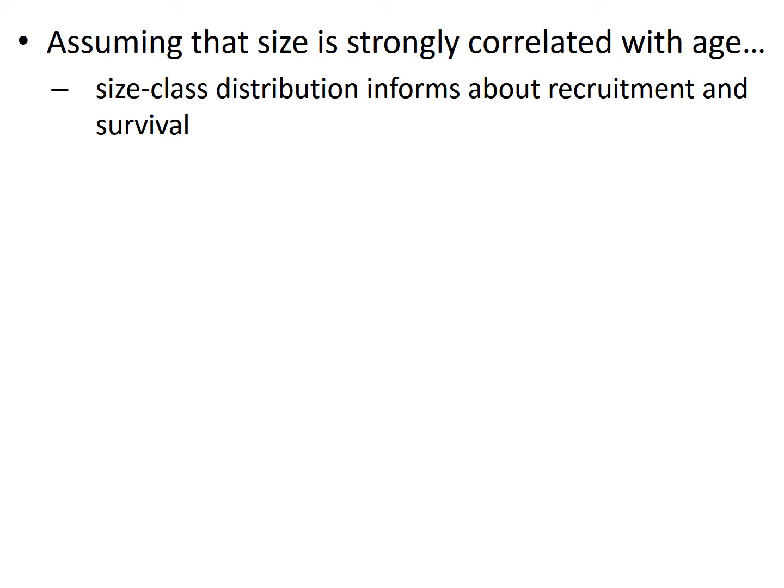Now, how do we interpret this? What does this mean biologically? Well, if we assume that size is correlated with age, and that's an assumption that is sometimes valid, sometimes not, but let's assume that size is correlated with age for the species we're considering, then the size class distribution tells us about the recruitment and the survival of individuals within that species.